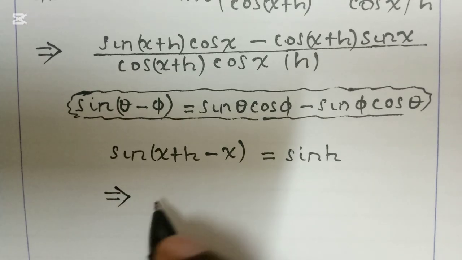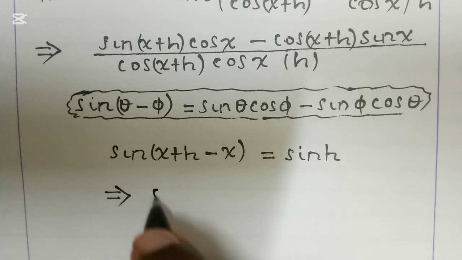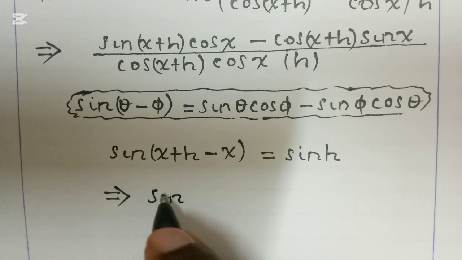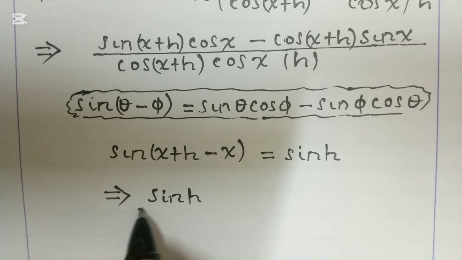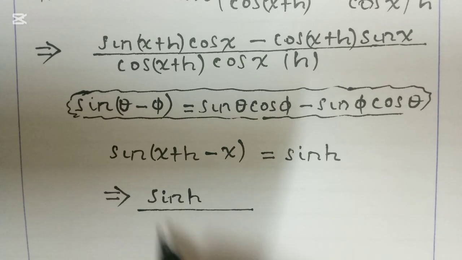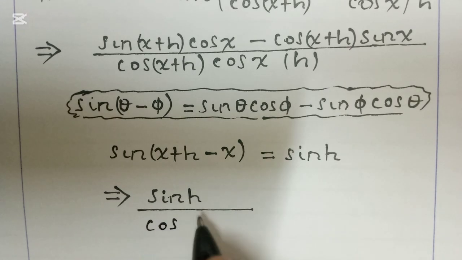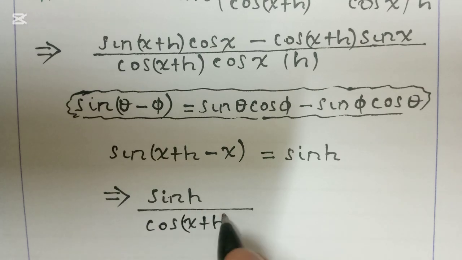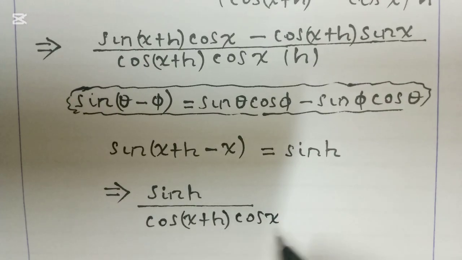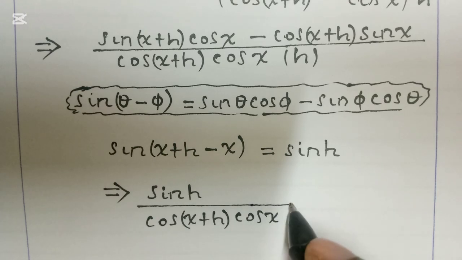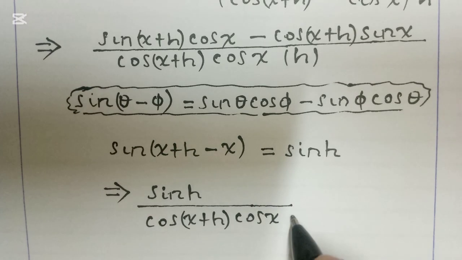We shall have, for the numerator, sin h, all over cos of x plus h, and down here we have cos x, and still we have the h. We have the h there.